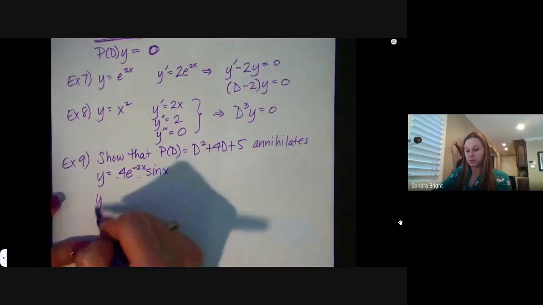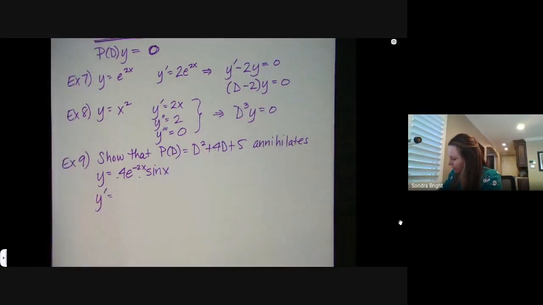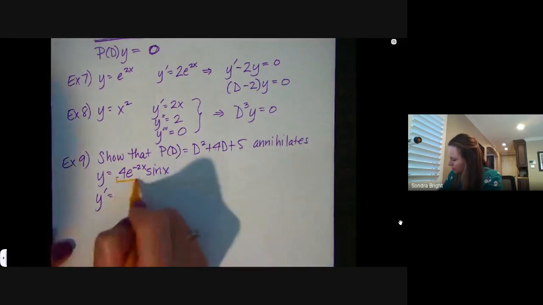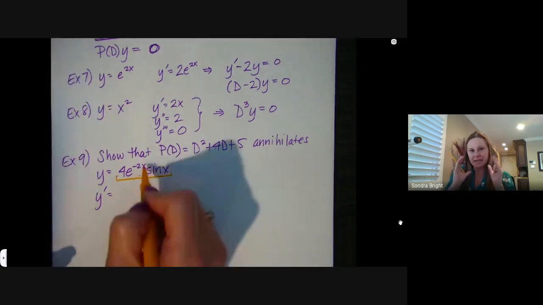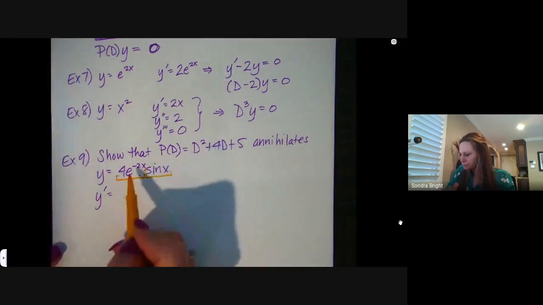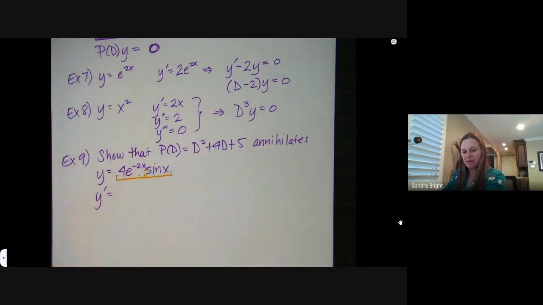Well, do you recognize it's product rule? Better. At this point, you better recognize that is product rule. Right, so I'm going to treat the 4e to the negative 2x as my first function, and then the sine of x as my second one.